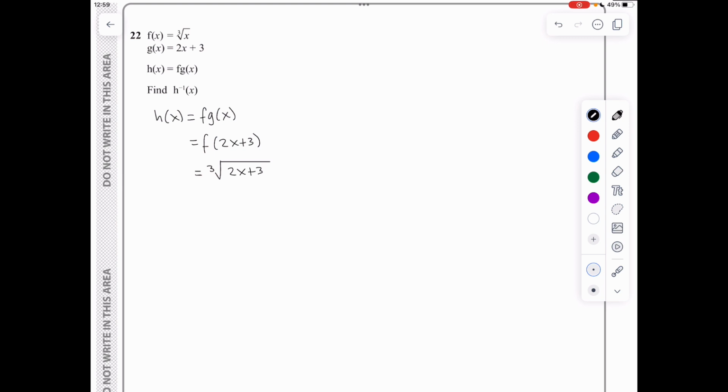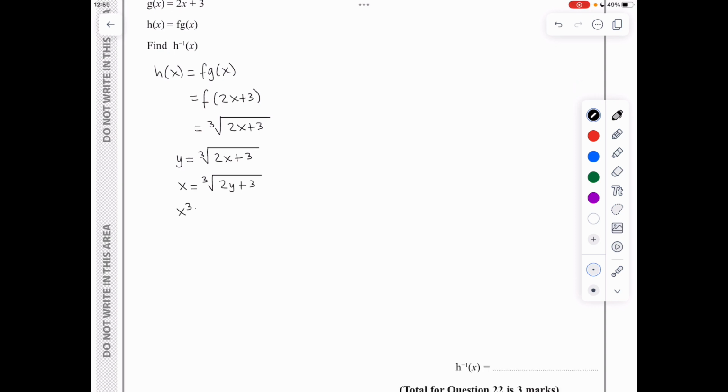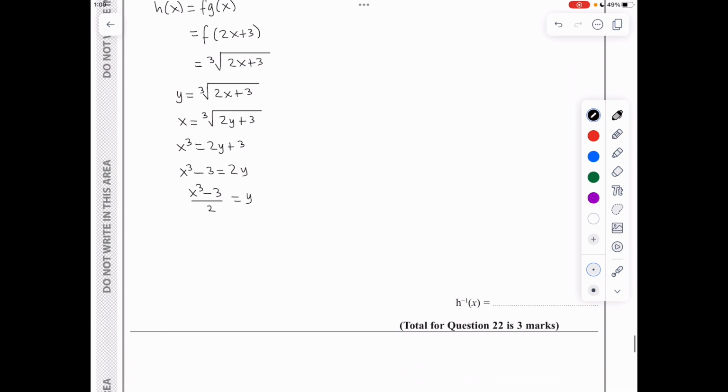Remember, I'm trying to find h inverse. So I start by stating that y is the third root of 2x plus 3. I will interchange x and y. So x is the third root of 2y plus 3. And I'm trying to make y the subject. So x cubed is 2y plus 3. So x cubed minus 3 is 2y, which leads to x cubed minus 3 over 2 is equal to y. And the only thing missing is to state properly that h inverse of x is x cubed minus 3 and all of it over 2.